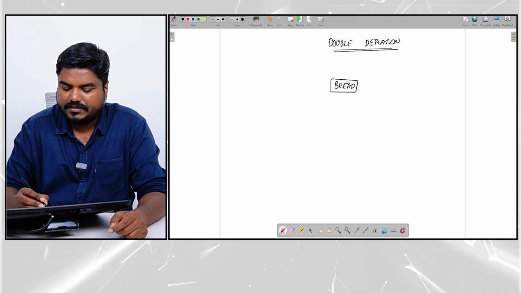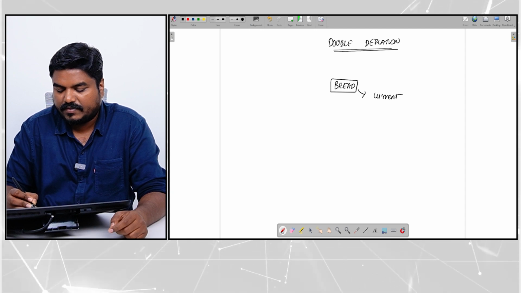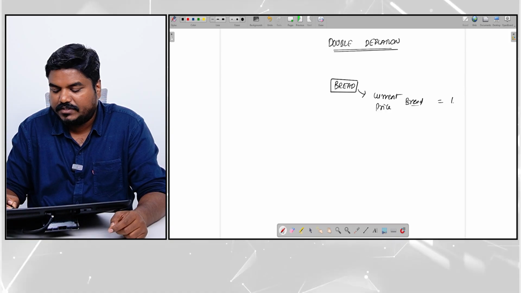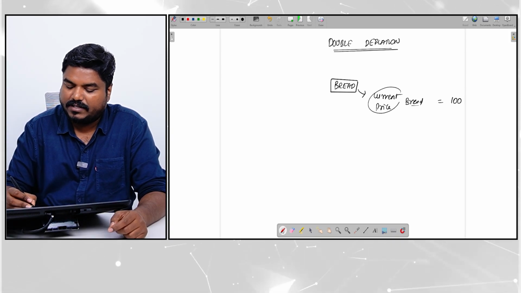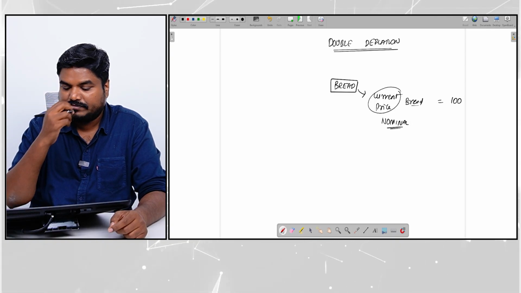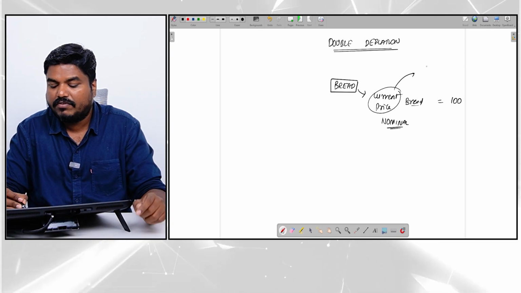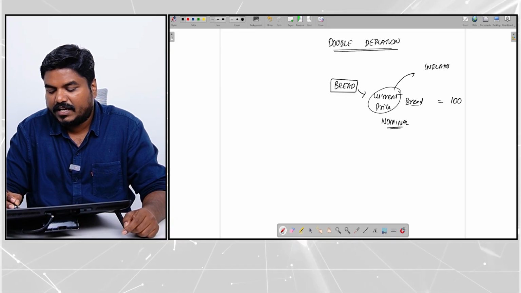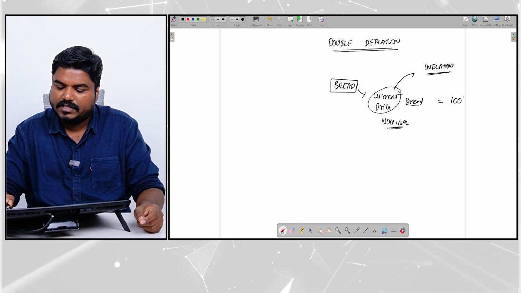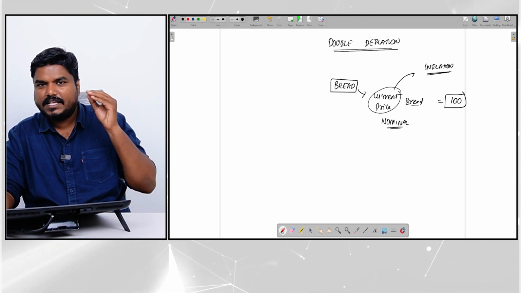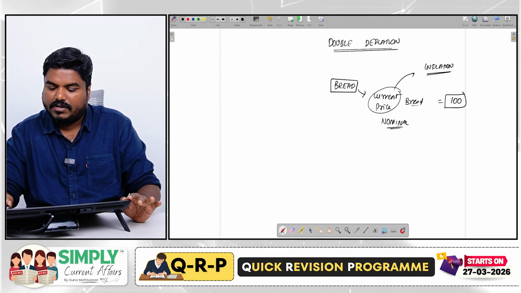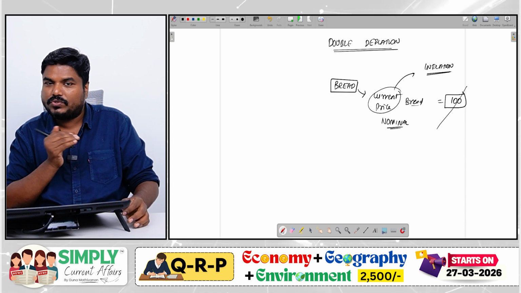The current price of the bread, let's assume 100. This current price, or we can say the nominal price of the bread, is 100. This current price will have the influence of inflation. So this 100 rupees bread price has the influence of inflation. Okay, so now we have to deflate it. We have to adjust for the inflation.